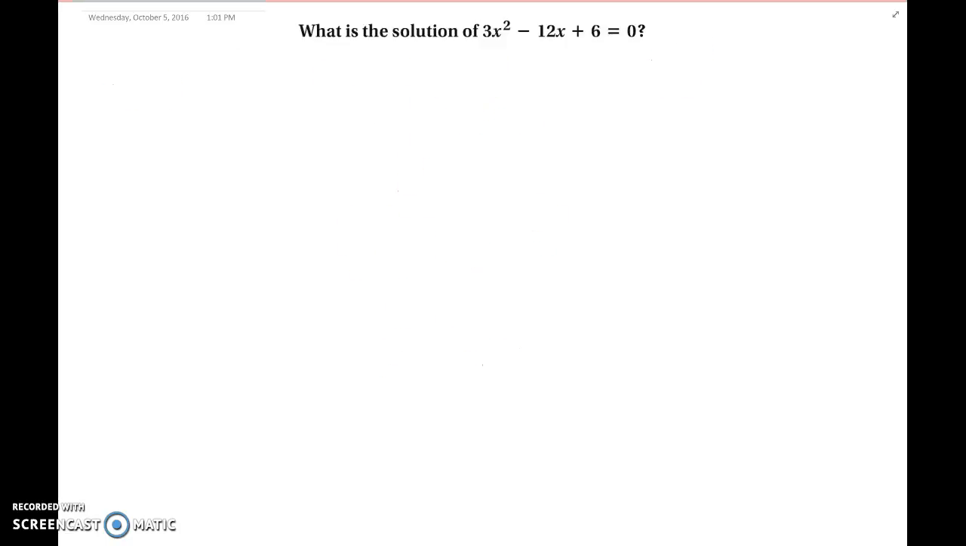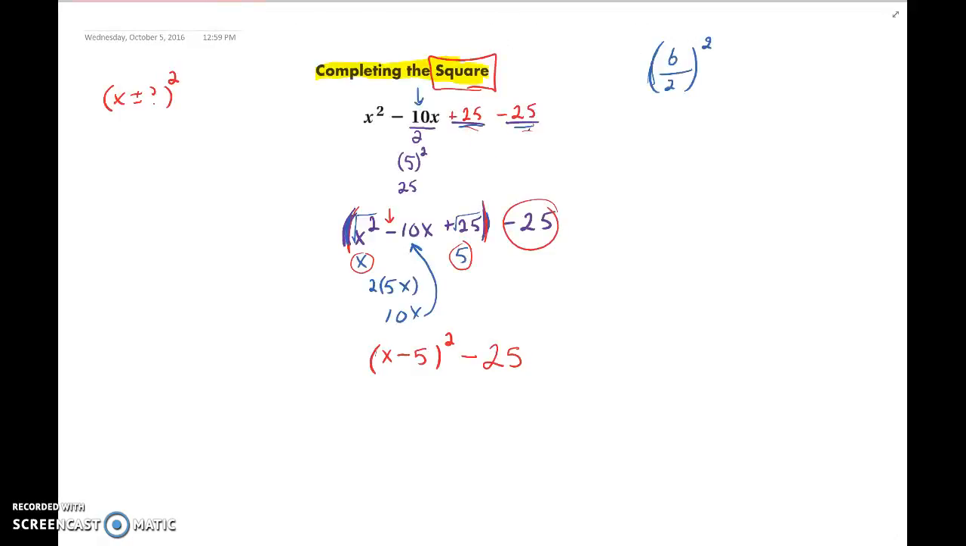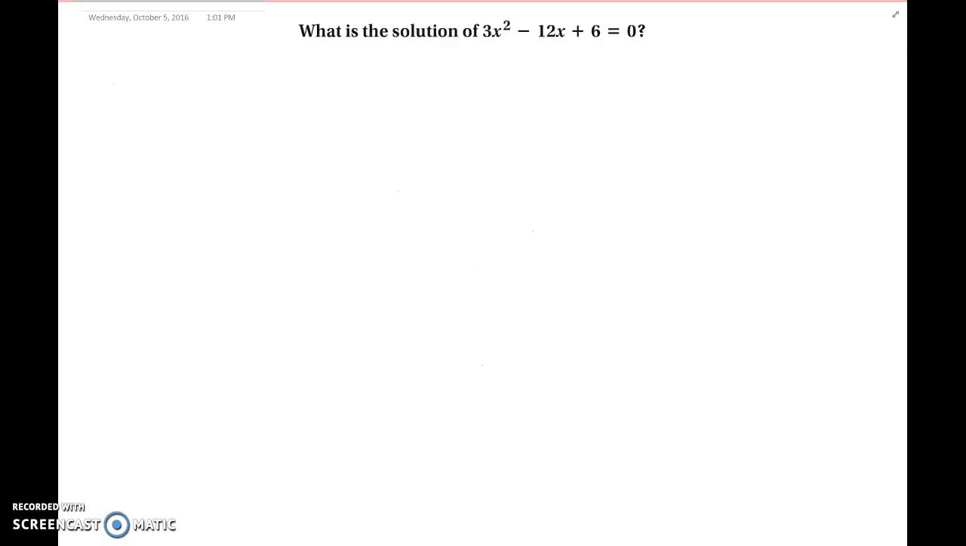The next example that we're going to go over is 3x squared minus 12x plus 6 is equal to 0. So now we have an equation. The last problem that we had was just an expression because there's no equal sign to it. Now we have an equation. For here, the first thing that we always do is look to take out our GCF. All of these are multiples of 3, so we can take out our 3. We divide each one by 3, and we're left with x squared minus 4x plus 2 is equal to 0.